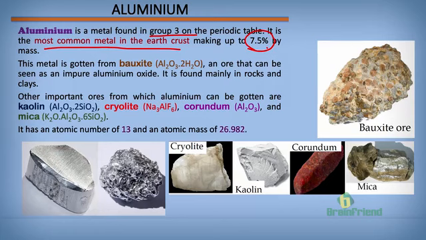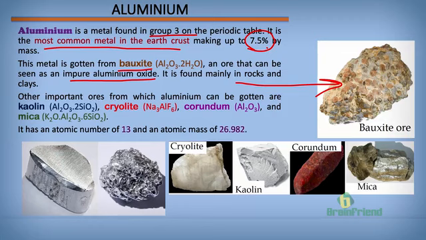Aluminium has a lot of ores. There are several ores from which aluminium can be extracted, but the chief ore from which aluminium is extracted is bauxite, which is actually aluminium oxide dihydrate. It can be seen as an impure aluminium oxide, and it is found mainly in rocks and in clays. That's the bauxite ore.